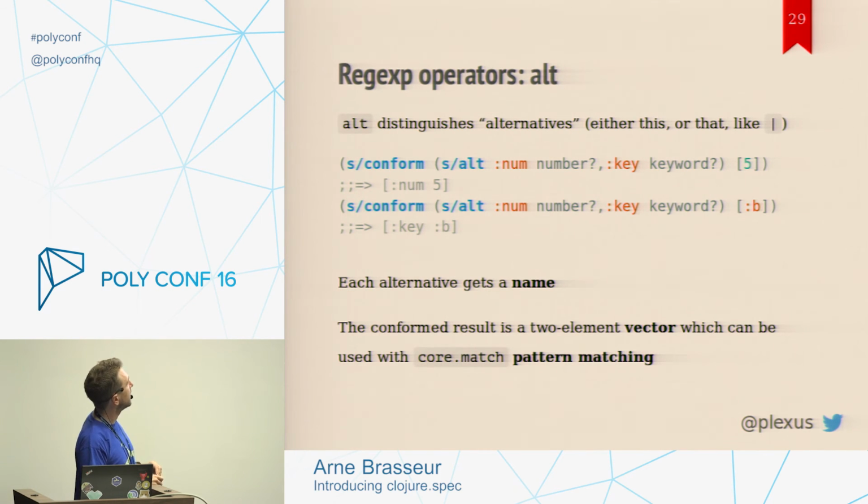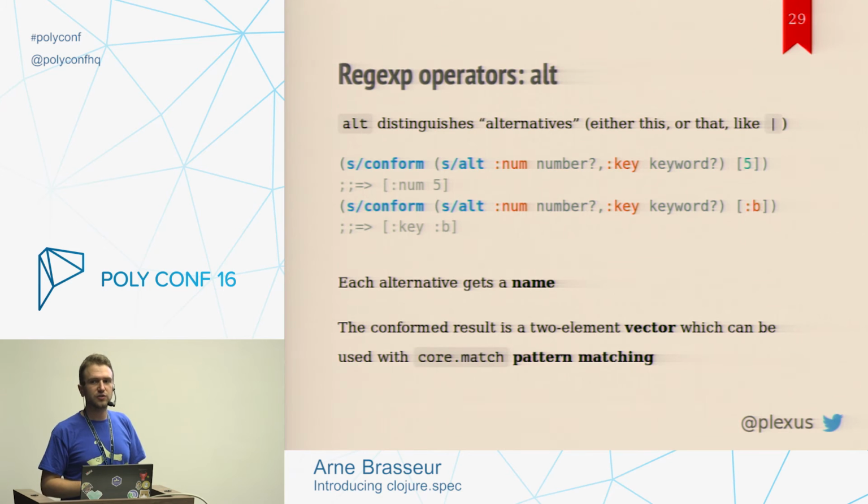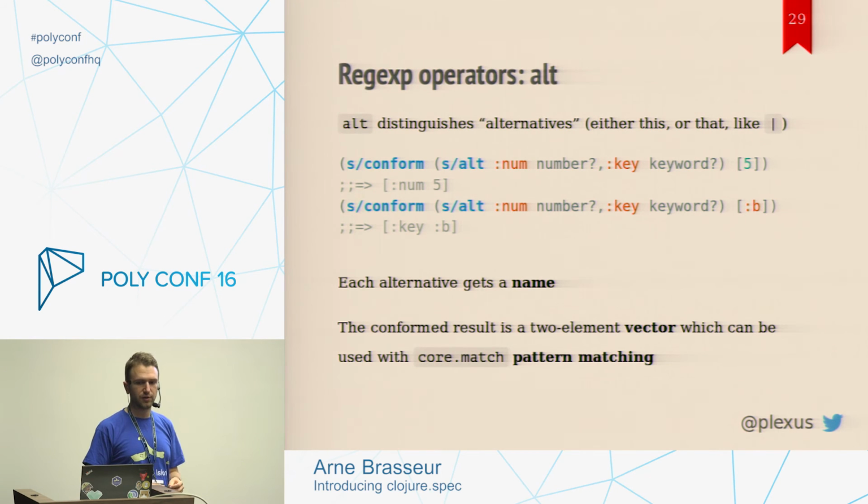And so in this case, we don't get a map back when we conform this, but we get a vector back, a tuple of two elements, the first being the name of the thing that matched, and the second being the value, which we then can use for pattern matching. So all of these make it easier to basically take unstructured data, validate it, but at the same time also turn it into a form that's easier to process later on.